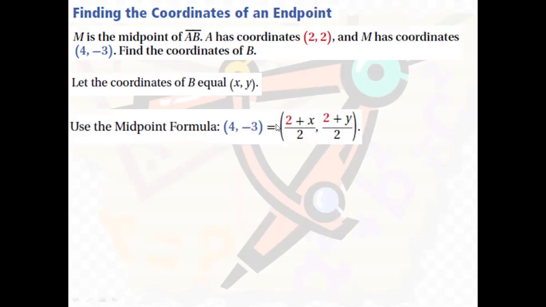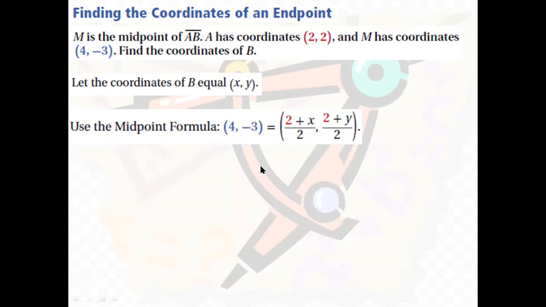Now the midpoint formula is M equals (x1 plus x2 divided by 2, y1 plus y2 divided by 2). Now here, because they have already given us the coordinates for the midpoint, we are going to write that in place of M. Then they gave us the coordinates for A, which is x1 and y1. So in place of x1, I write 2. In place of y1, I write 2 as well. I don't know what x2 is, so I write it as x. I don't know what y2 is, I write it as y, divided by 2.